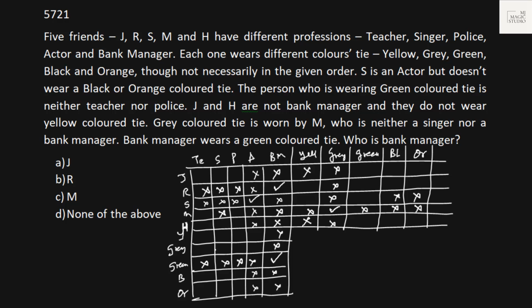Okay. Done with this. Who is the bank manager? If this is the answer, we can stop our grid here because we have got the bank manager. Bank manager is R. But if some other question are asked, I don't think that enough data is there to identify everyone's profession or everyone's color of tie. Okay, let us see how much we can get. Bank manager is wearing green. R is wearing green.